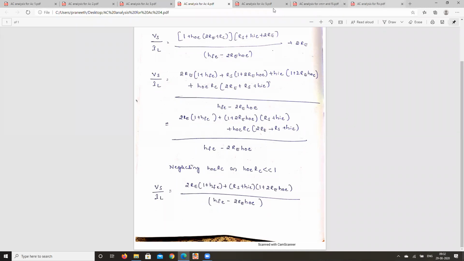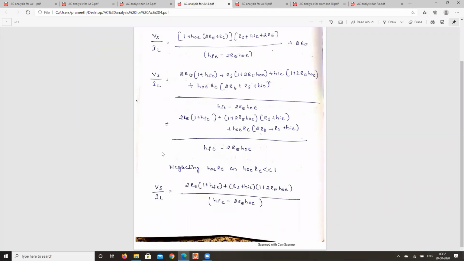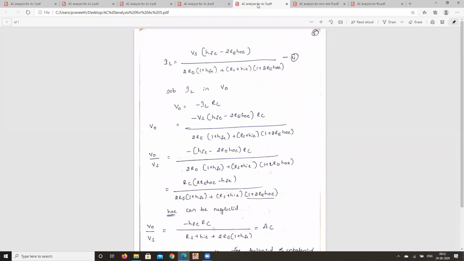So the next step is, after getting this expression, look here. What I have done is, I have taken IL. In the previous step, what I did was write it in terms of IL. ఇక్కడ VS by IL ఉంది కదండి. దాన్ని ఏం చేశానంటే, IL ని ఒక్కదాన్నే ఉంచి, I have rewritten the expression. So far I got this. Look here.